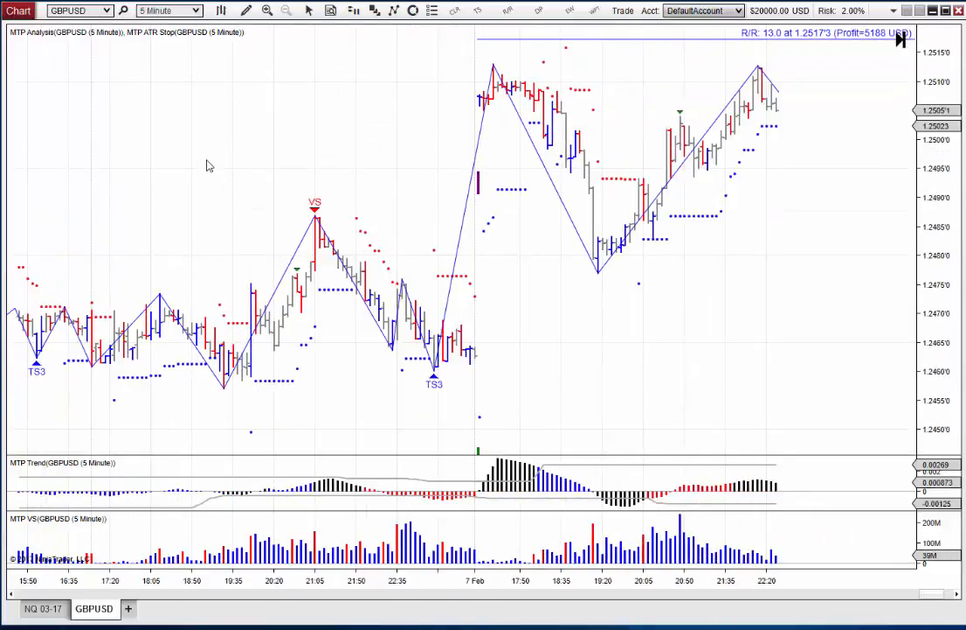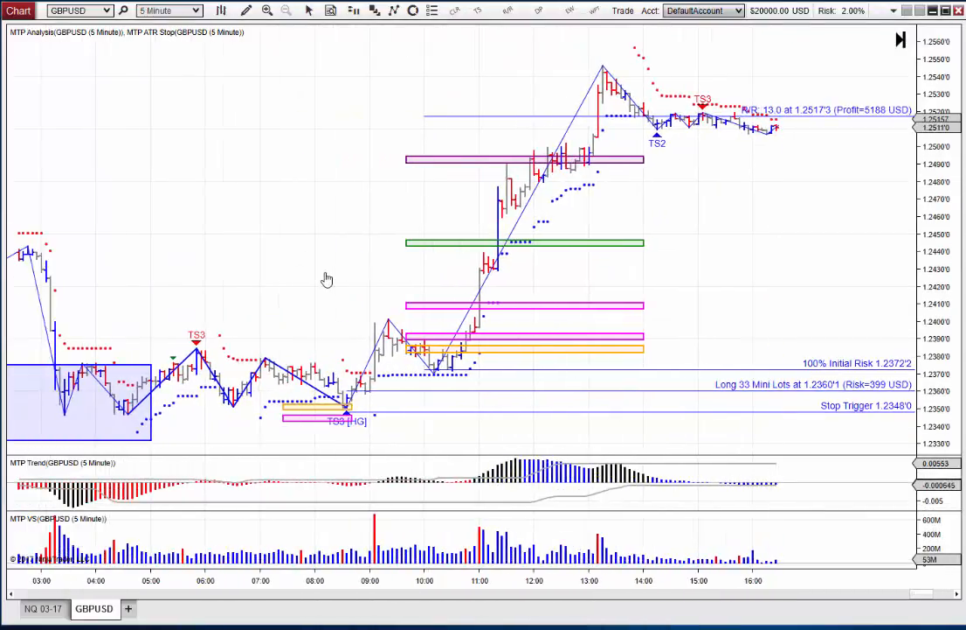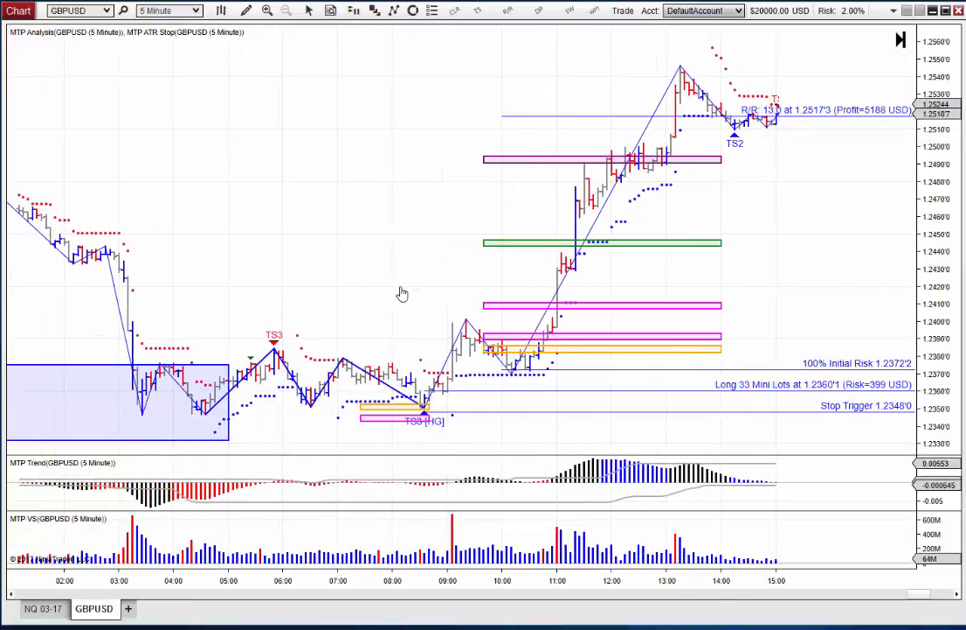Of our Holy Grail trade setup. If you hang on a second, I'm just going to reload that data. I'm just going to pause the video. I'm not quite sure what's happened in NinjaTrader 8 there. Just give me a second. There we go. Sorry about that. Just had to reload the data in NinjaTrader 8.